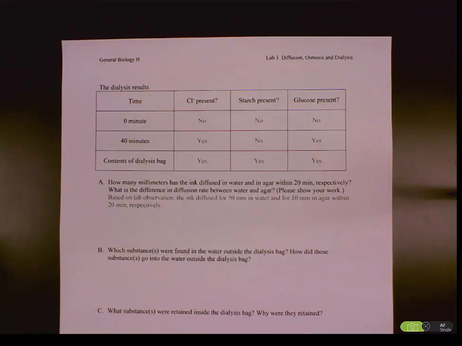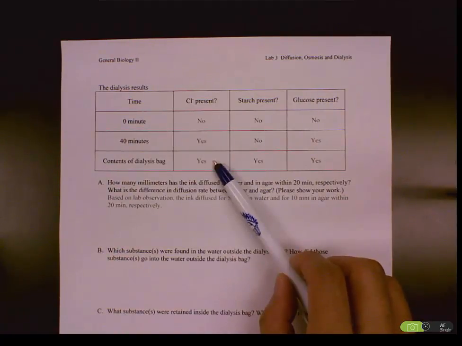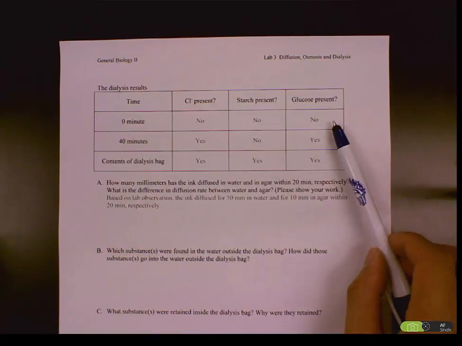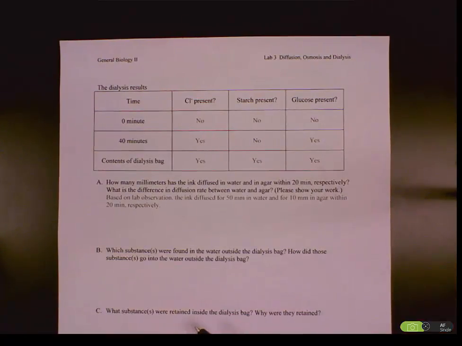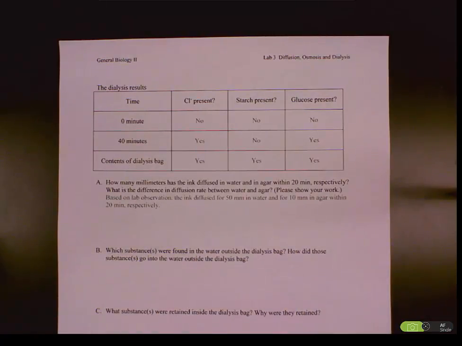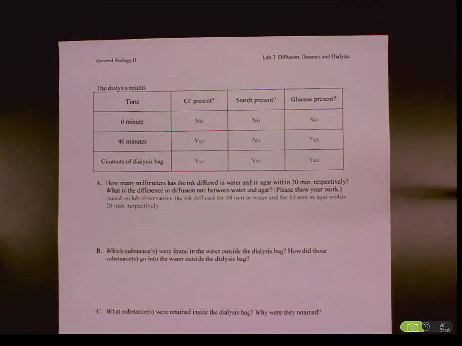I record the data from the observations I just showed previously. So that's the reaction result for the chloride test. This is the result for the starch test. This is the result for the glucose test. Then the time, and with this information, you are able to answer the following questions.